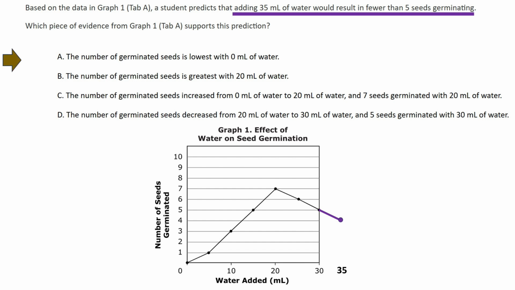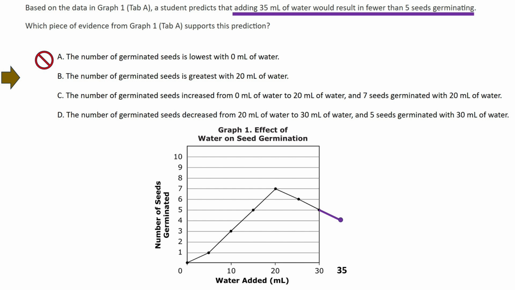Option A states, the number of germinated seeds is lowest with 0 milliliters of water. Although this statement is true, this statement does not support the prediction about what happens with 35 milliliters of water. This statement is focused on just 1 point. A trend line requires at least 2 points. So we are unable to make a prediction by just knowing how many seeds germinated with 0 milliliters of water. Choice A is wrong.